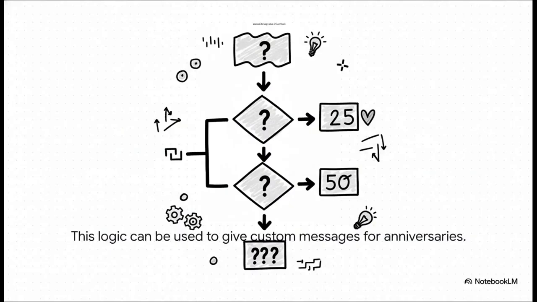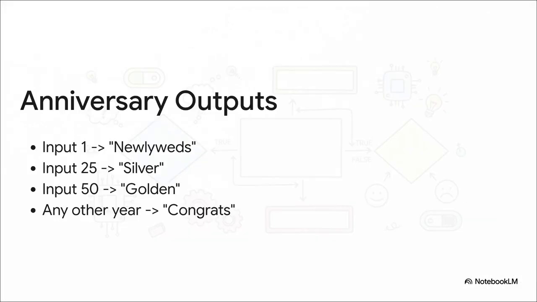And here's what that looks like as a program. This flowchart is checking the number of years for an anniversary. It asks, is it 1? If not, is it 25? If not, is it 50? It's like a waterfall of questions. It just keeps checking down the list until one of them is true, or it just runs out of questions to ask. So the program is only ever going to pick one of these outcomes.